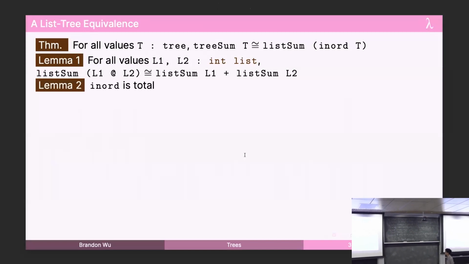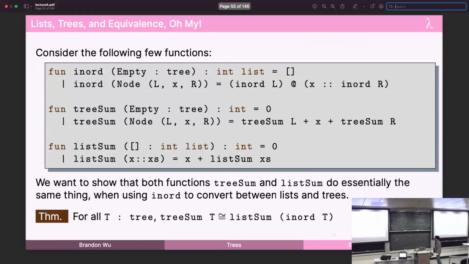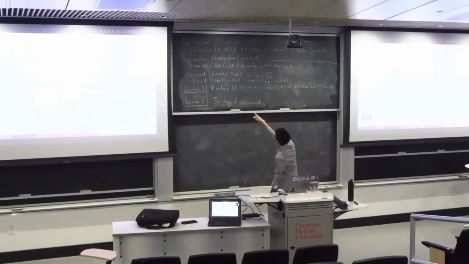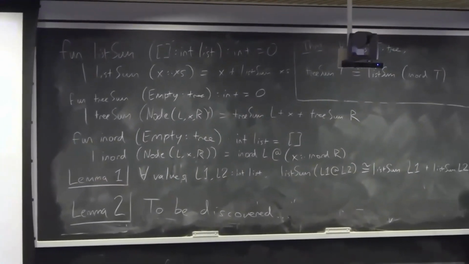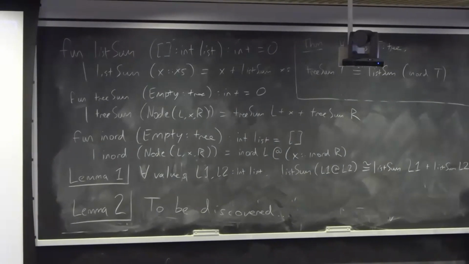And I've got two lemmas for you. Actually, I'm going to hide that one because I don't want you to look at it. Okay, and this is one of our lemmas, which is that a list sum of L1 append L2 is the same as summing the list sum of L1 and L2 separately. All right, cool.